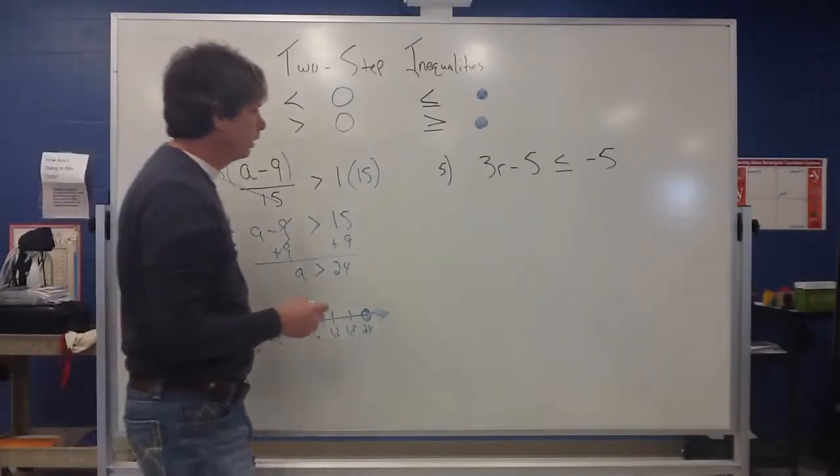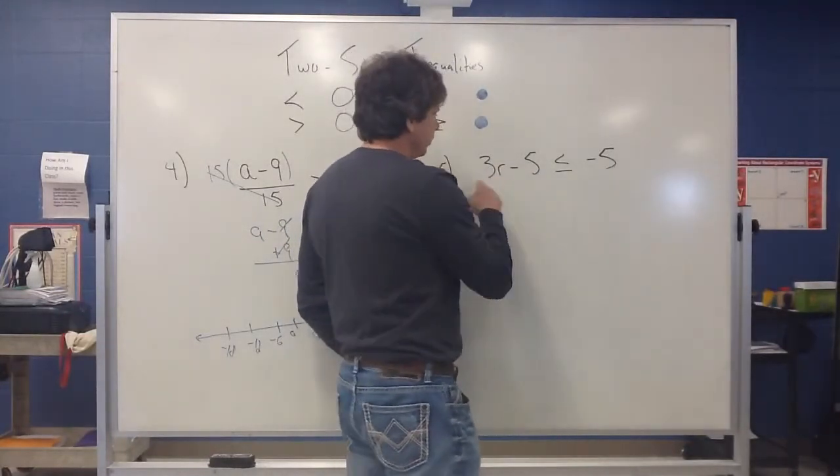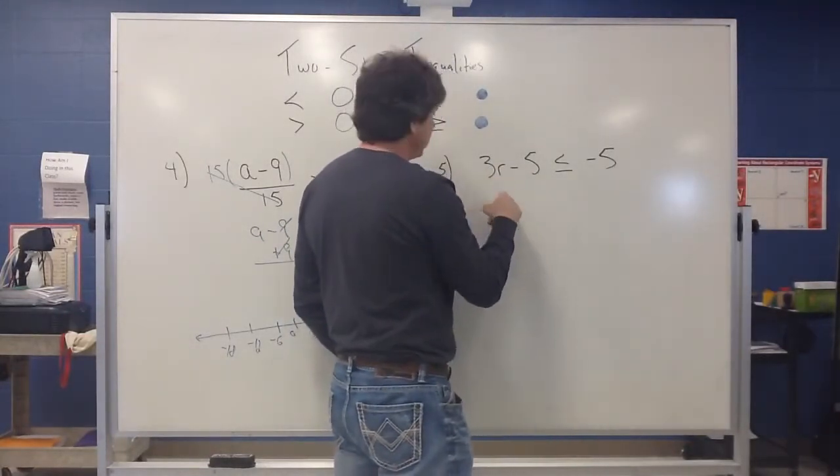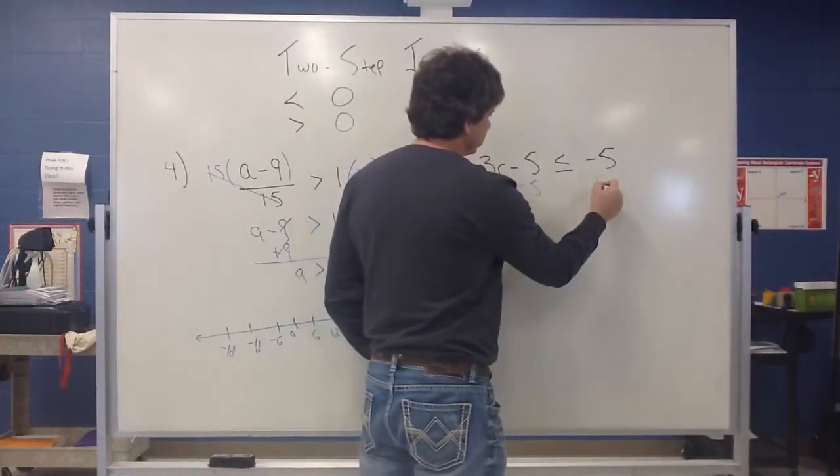So let's look at this next example. I have to solve for r. Again, this is a two-step inequality. So we go after that negative 5 first, so we add a 5 to both sides.